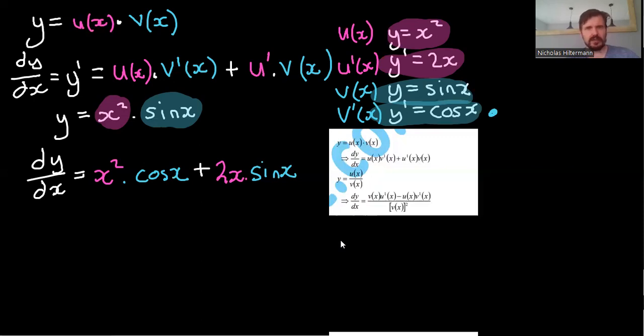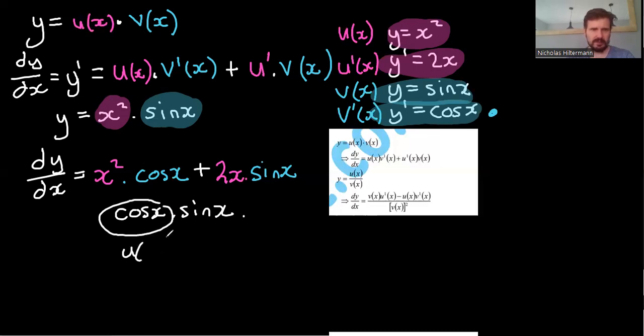Fairly simple once you get to know it. It's just about recognizing when to use it. So if you were given, say, cos x, I'm not going to do it because I want to go into the quotient rule, but if you had cos x times sin x, you could actually use the product rule here, where you make this your u(x) and this your v(x), and then you just follow the formula.